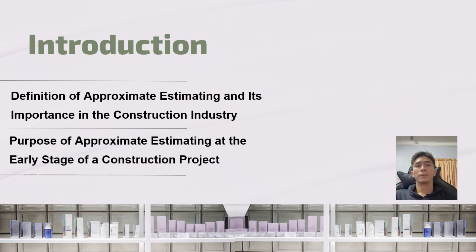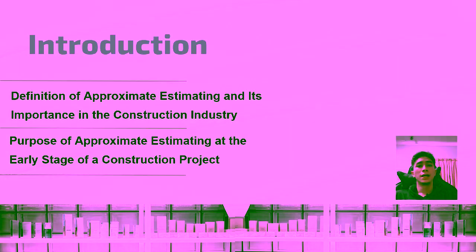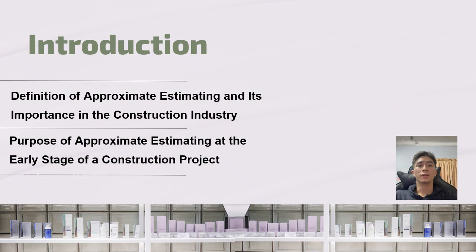Approximate estimating is a method used to predict the total cost of a construction project at an early stage when detailed drawings and specifications are not yet available. It relies on limited information such as floor area, building volume, or functional units, and uses historical cost data or standard unit rates to generate a quick cost estimate.